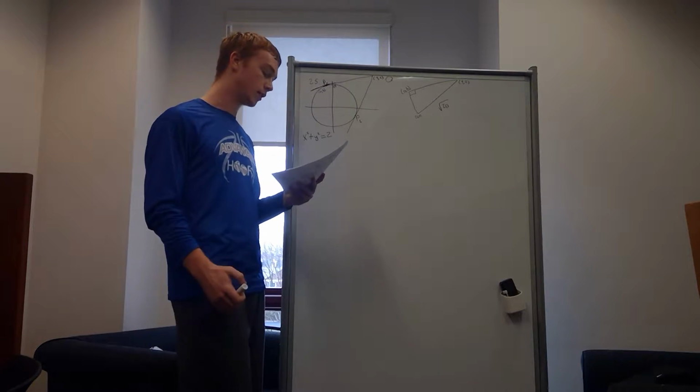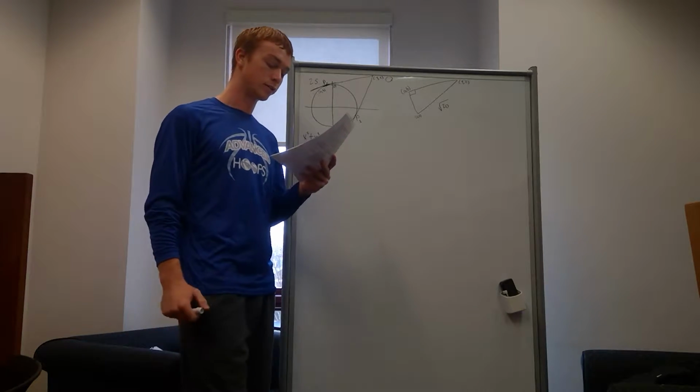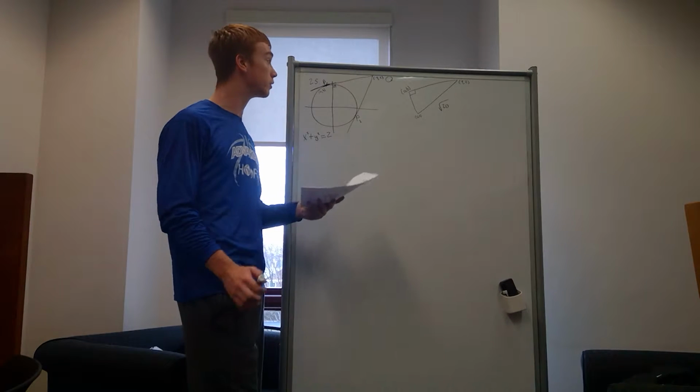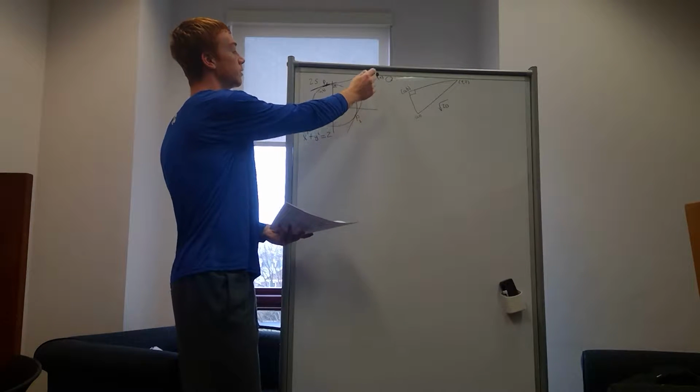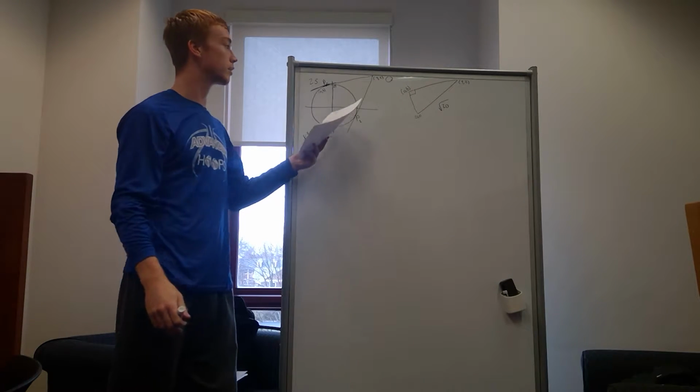Set 10, column 25 reads, let Q denote the point (4, 2). There are 2 points P on the circle x squared plus y squared equals 2, such that PQ is tangent to the circle. So we have a point Q (4, 2) that has 2 tangent lines to the circle with a radius of square root of 2, centered at the origin.